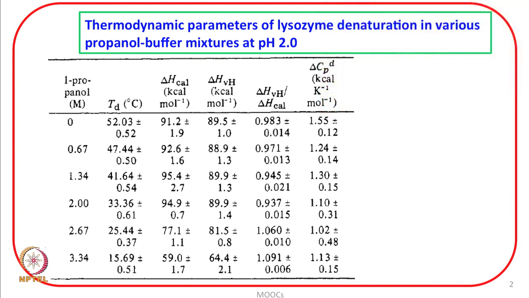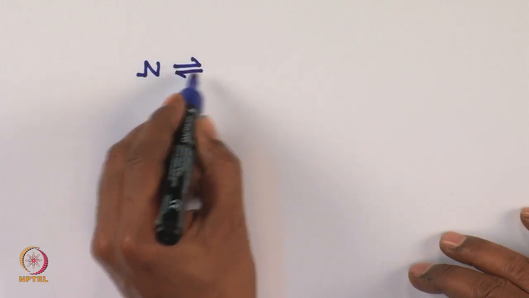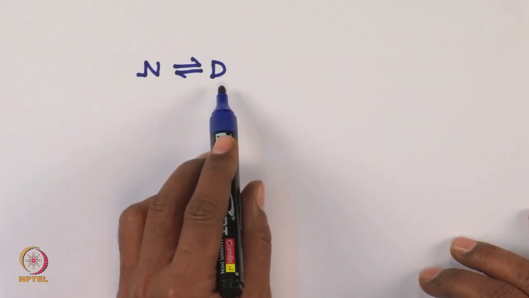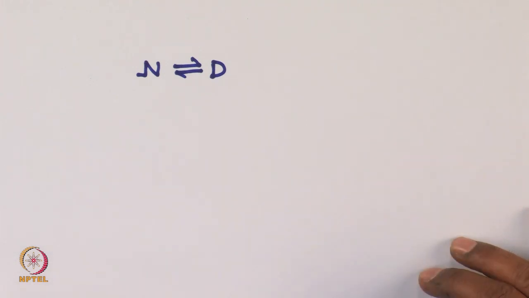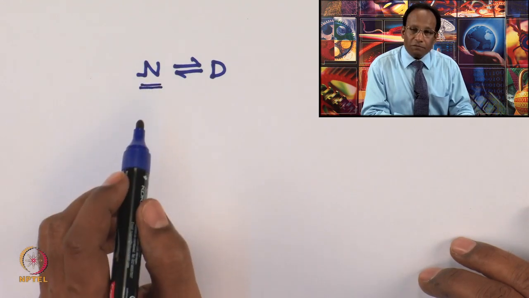Let us now discuss what could be the reason for the decrease in thermal stability of the protein and how the calorimetry has helped us in understanding that. We are talking about this equilibrium, native state of the protein in equilibrium with denatured state of the protein. When there is no alcohol present, the equilibrium is largely in favor of the native state.